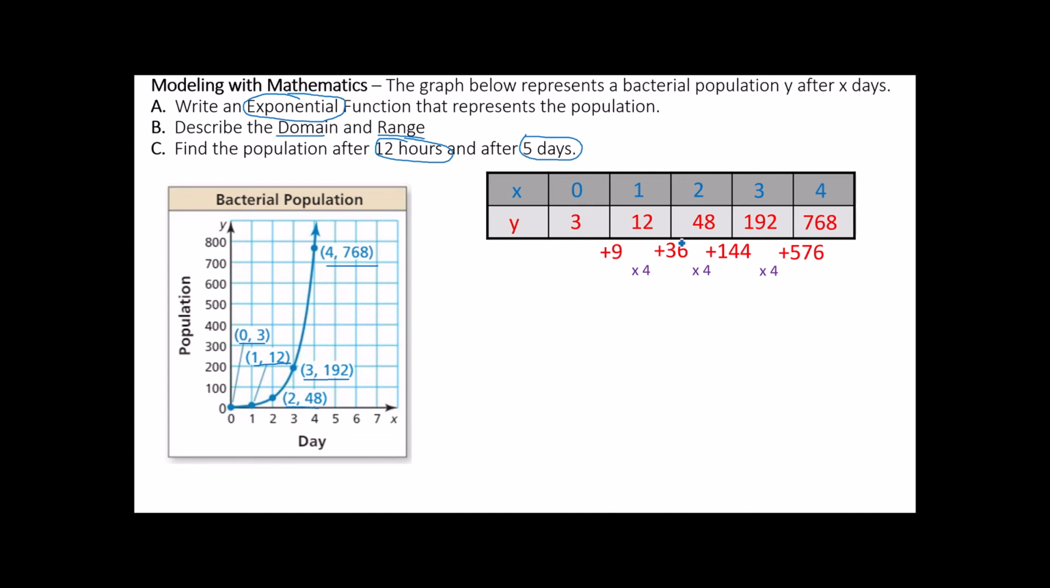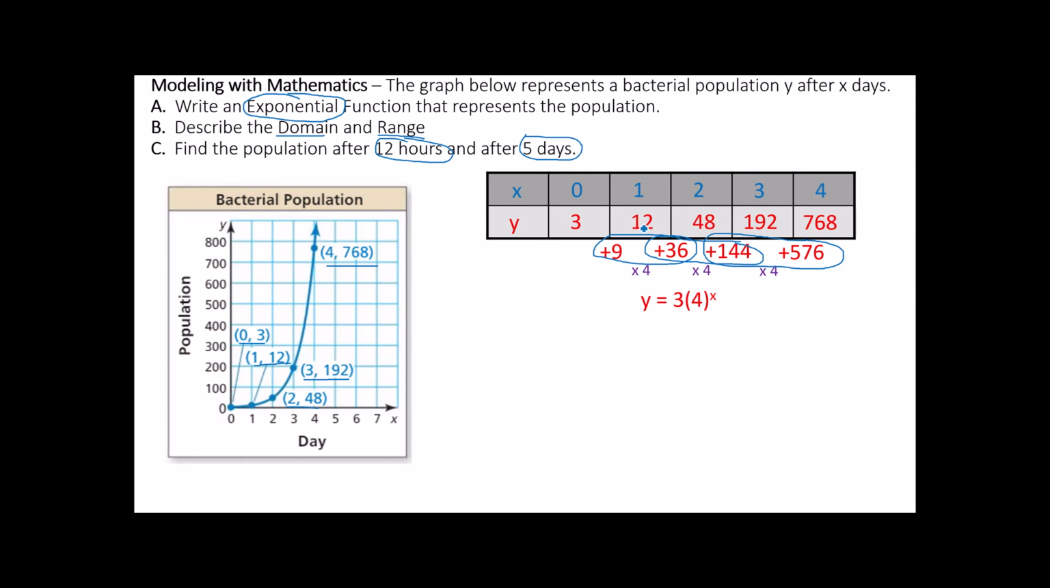Again, if you had trouble figuring that out, 36 divided by 9 is 4, 144 divided by 36 is 4, and 576 divided by 144 is 4. From this information, you should be able to create your function. Y equals 3, we started at 3, and we repeatedly multiplied by 4.